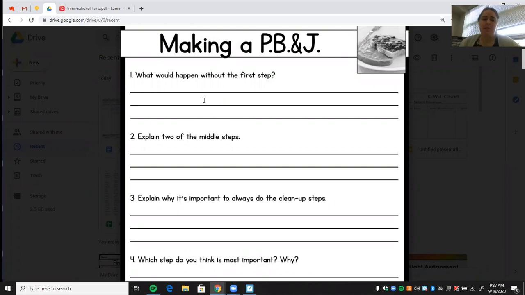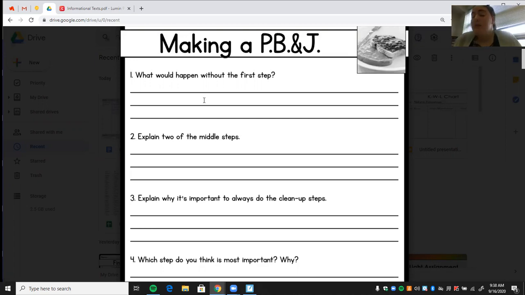Write this down in your notebook. Go ahead and pause the video, take a second, and write down your answer in your notebook. What do you think would happen without that first step? If you need more time, pause the video and go ahead and complete it.